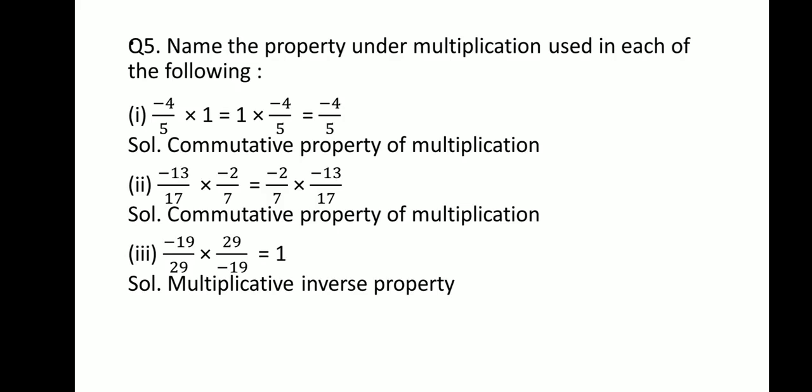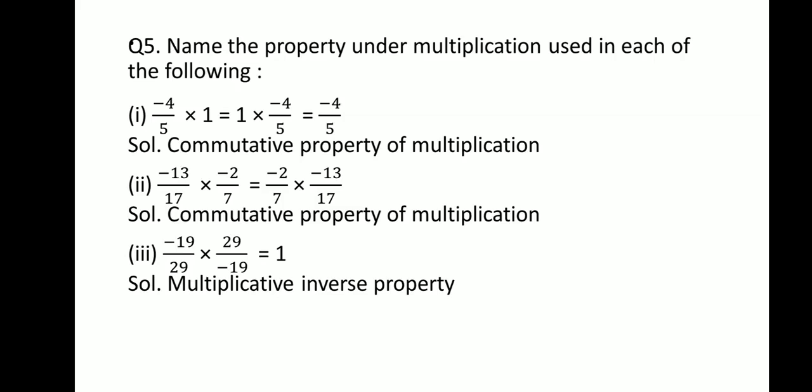Coming to second part, it is minus 13 over 17 into minus 2 over 7 is equal to minus 2 over 7 into minus 13 over 7. Again, the position of the rational numbers have been interchanged, so it is commutative property of multiplication. As multiplication sign is there, so it is a commutative property of multiplication. Now, coming to third part, it is minus 19 over 29 into 29 over minus 19. After solving these two rational numbers, my answer will be 1. So what is this property? Multiplicative inverse property. Okay, so I hope all these parts or the properties are very much clear to you now.